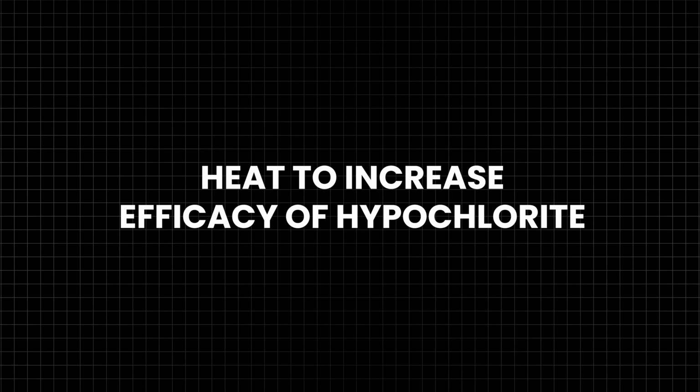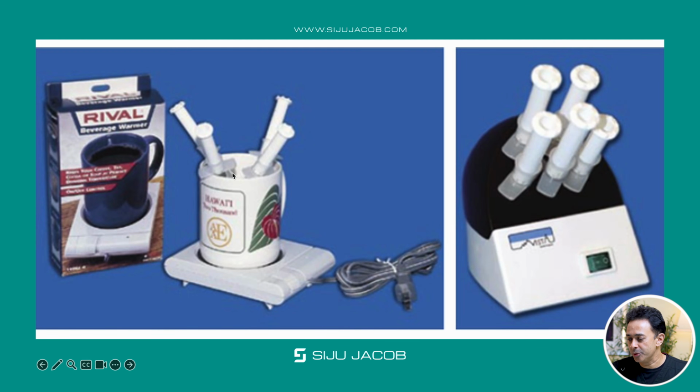So you can use heat to increase the efficacy of sodium hypochlorite. For example, you can use a 2% sodium hypochlorite solution and apply heat and get the same effects as using a 5% solution. So heat does improve the efficacy of sodium hypochlorite. And there are different ways to increase the temperature of sodium hypochlorite. One is by using coffee cups like this. You can put the sodium hypochlorite syringes into these coffee cups and keep them warm. And you also have commercially available devices like these, where you can insert the loaded syringes into slots which are provided. These are quite similar to the composite syringe warmers.